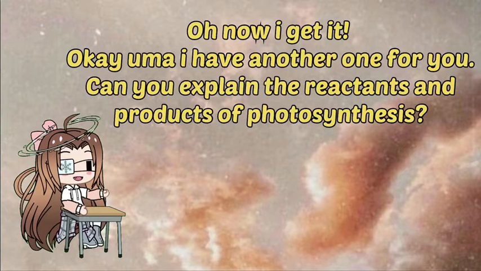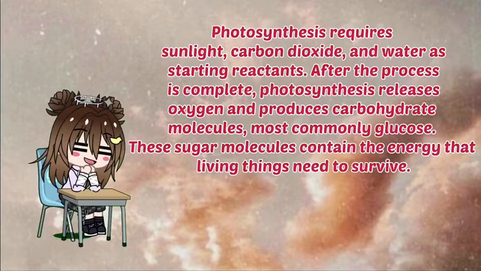Okay, Uma, I have another question for you. Can you explain the reactant and product of photosynthesis? Photosynthesis requires sunlight, carbon dioxide, and water as the starting reactants. After the process is complete, photosynthesis releases oxygen and produces carbohydrate molecules, most commonly glucose. These sugar molecules contain energy that living things need to survive.